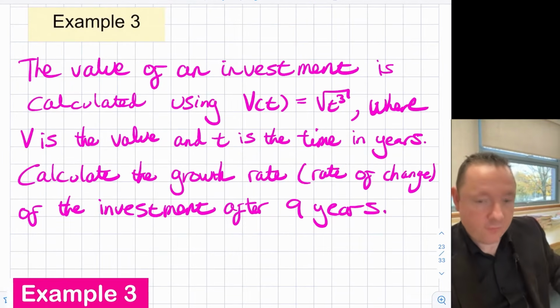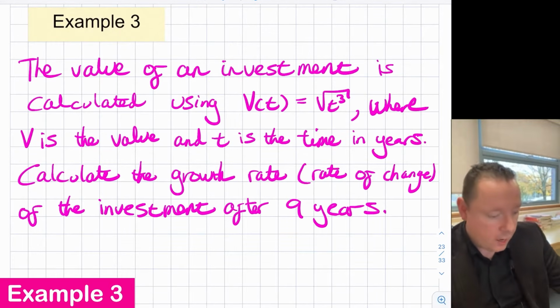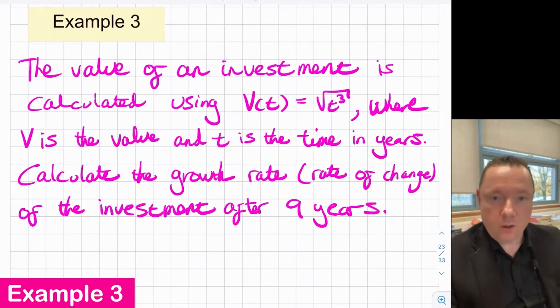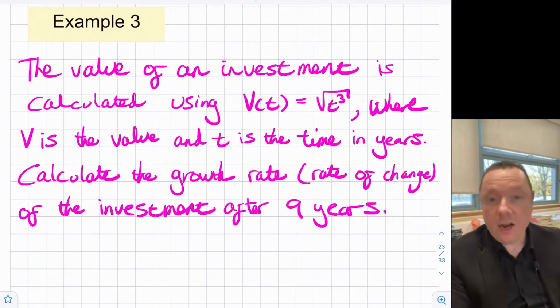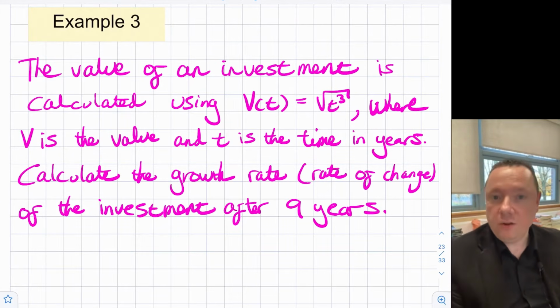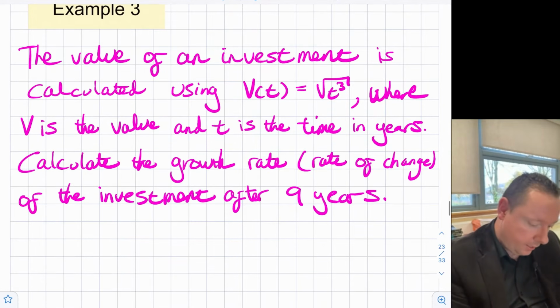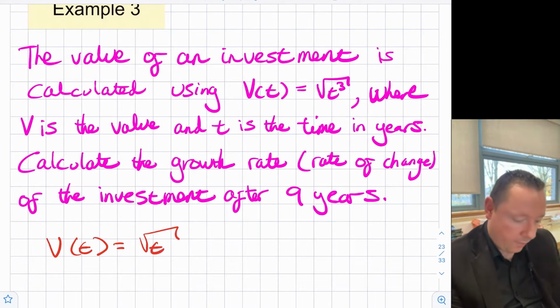Example 3. The value of an investment is calculated using the formula V of t is the square root of t cubed, where V is the value of an investment and t is the time in years. We have to calculate the growth rate, and it tells us that means the rate of change of the investment after 9 years. So it mentions the rate of change, so we need to differentiate our formula. So V of t is equal to the square root of t cubed. Need to get that ready to differentiate, so that means it's t to the power of 3/2.